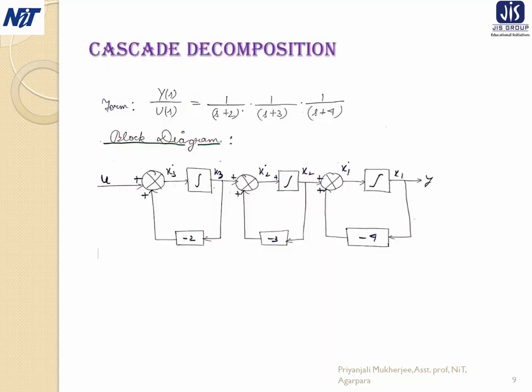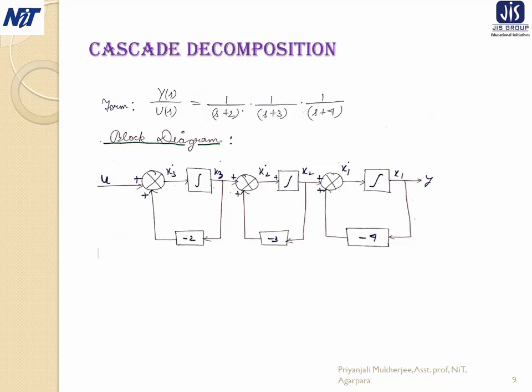So next is the cascade decomposition. The cascade decomposition method is applied to transfer functions that are written as products of simple first order or second order components. Then the state diagram is drawn for each section, and the complete state diagram is obtained by combining in series the state diagrams for each section.